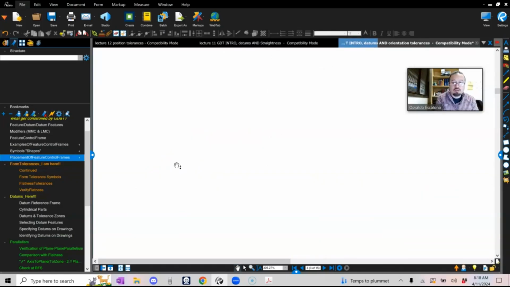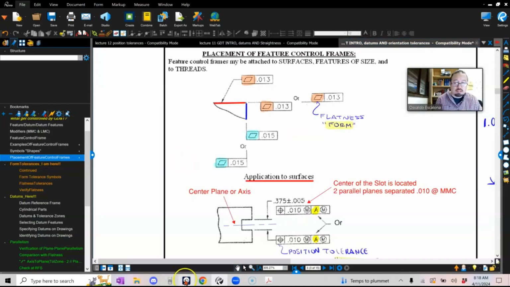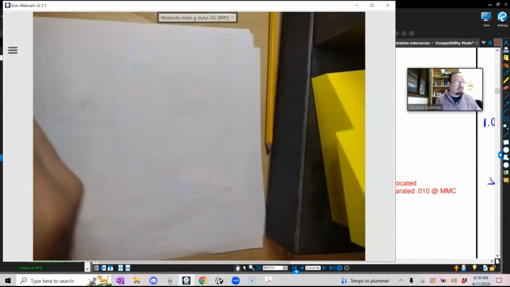Placement of feature control frames. How do you place it? Well, you have to first find out what you have. Do you have a feature of surface or do you have a feature of size? For example, let's suppose that I have a feature of surface.